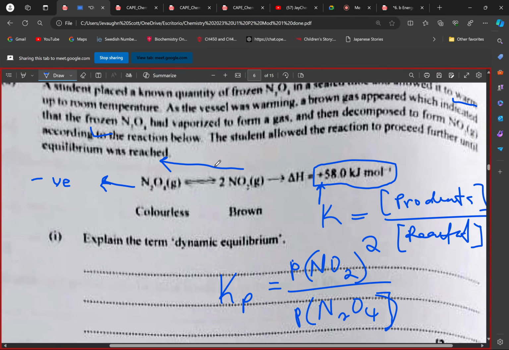That makes sense? Yes, sir. Okay, so that is what's happening. Now we're asked to tell what is observed. Can anybody tell us what is observed?